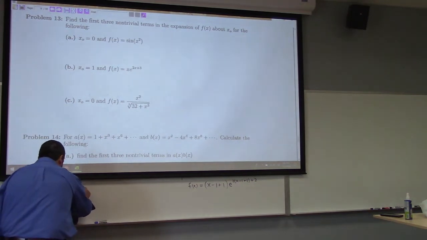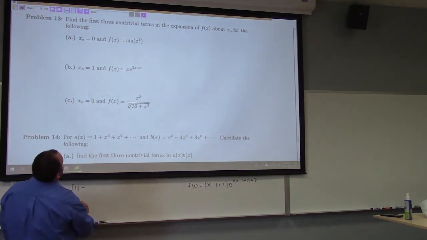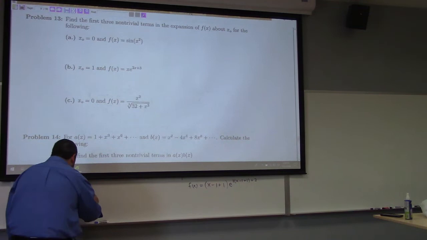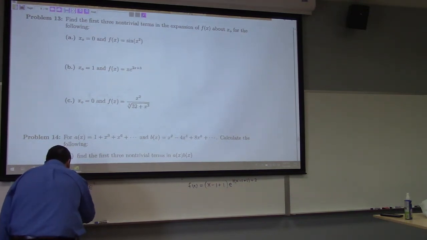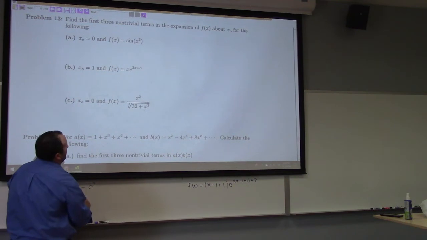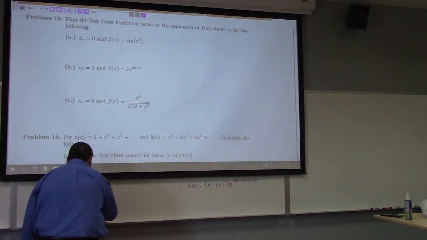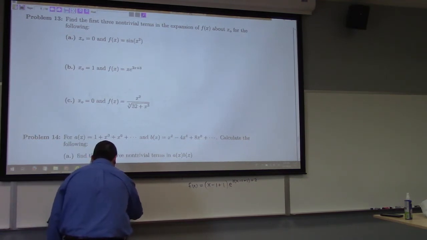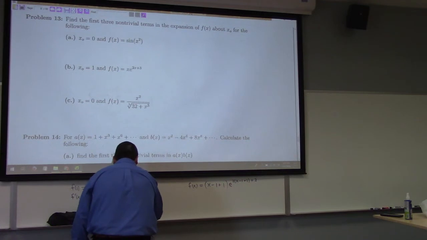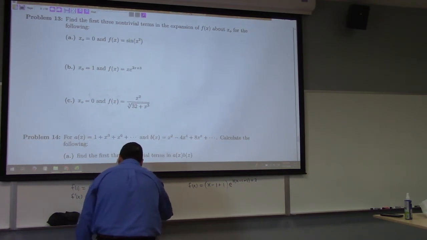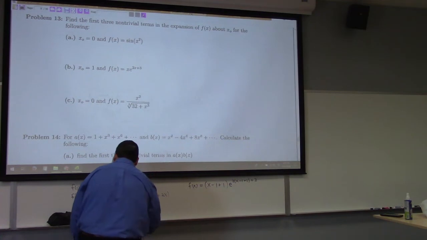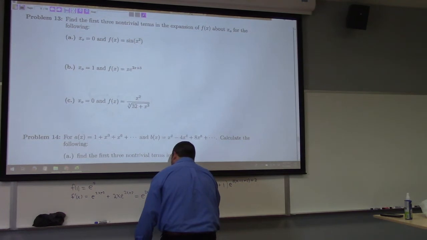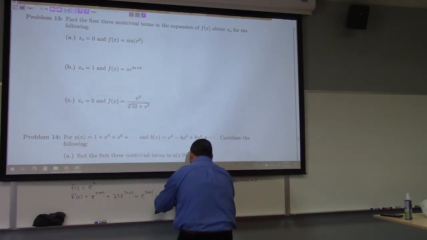F of 1 is e cubed. Oh, wait a minute. E to the 5th? What's f prime of x? Product rule, right? E to the 2x plus 3 plus 2x e to the 2x plus 3, which I probably should write as e to the 2x plus 3 times 1 plus 2x, yeah? So that gives me, f prime of 1 is what? 3 e to the 5?